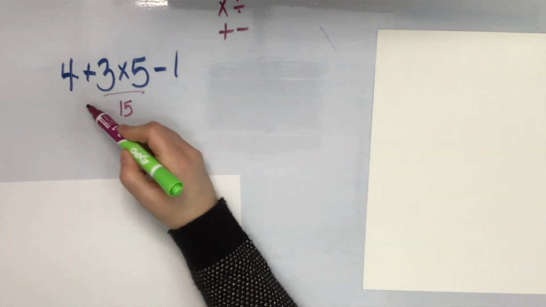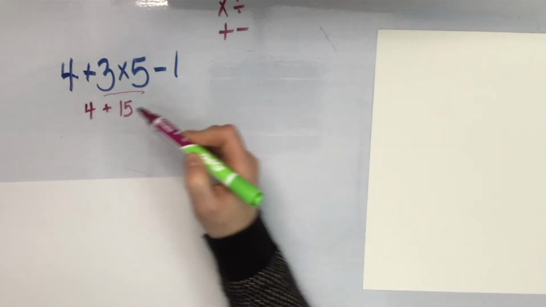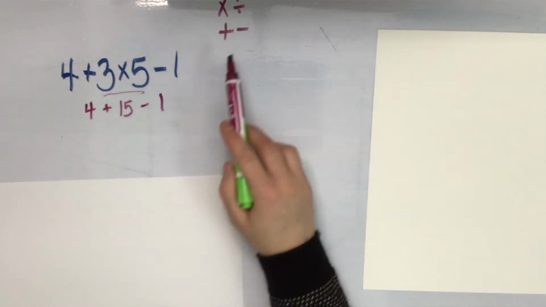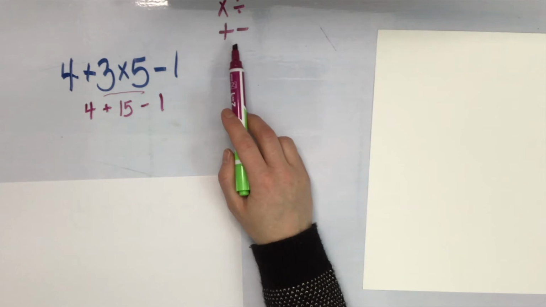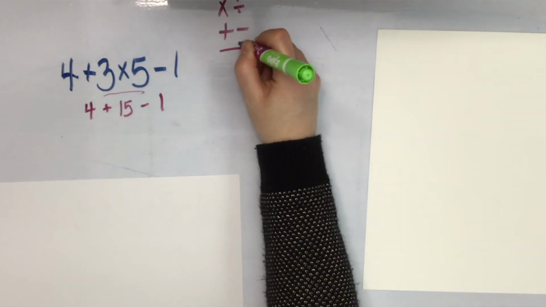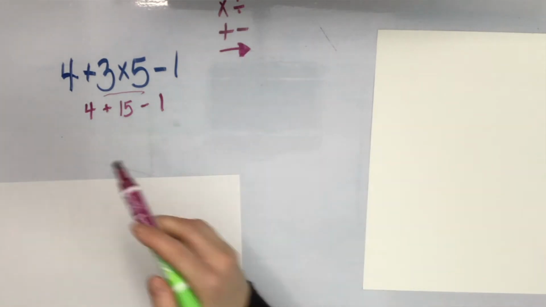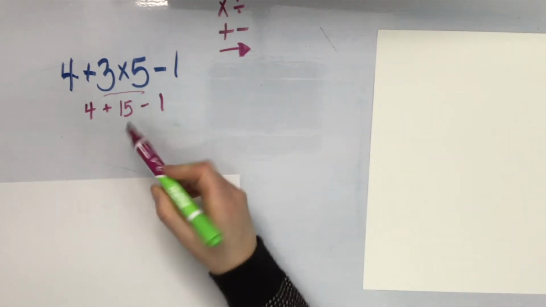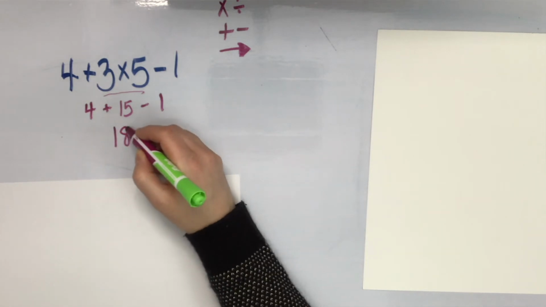That leaves us with 4 plus 15 minus 1. Now I only have addition and subtraction, which are equally not powerful, but I'll do them last, and I must go from left to right. 4 plus 15 is 19. 19 minus 1 is 18. So 18 is my final answer here.